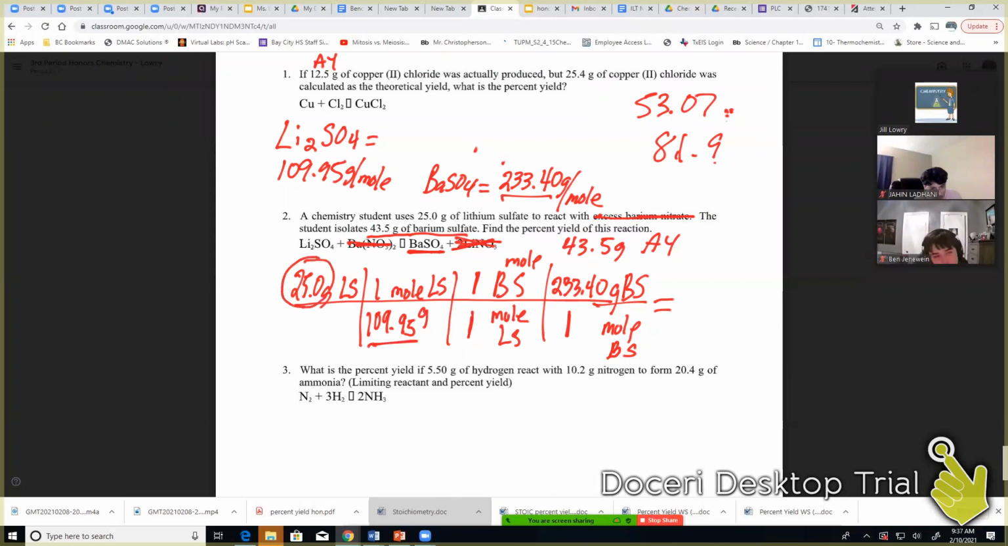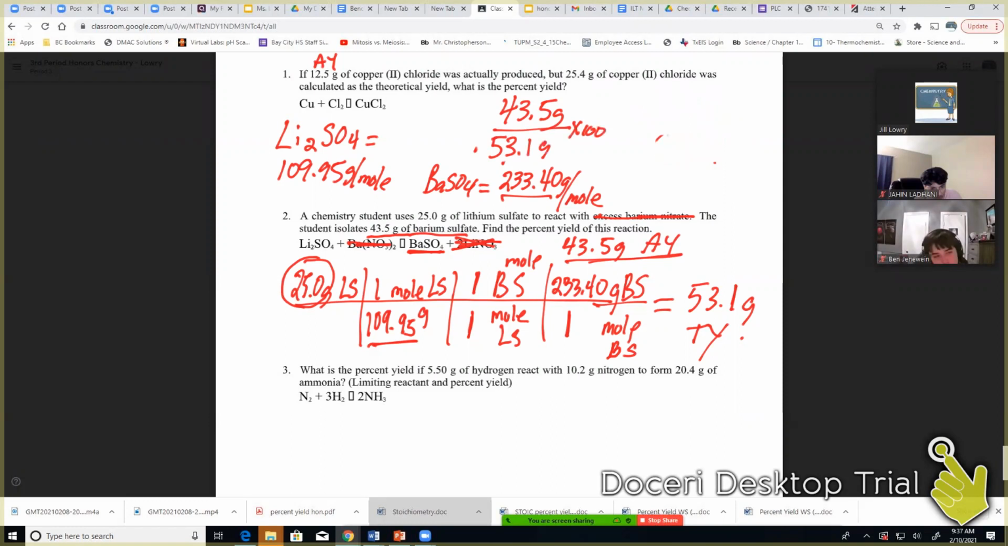And this is 3 sig figs, so my answer would be 3 sig figs. So that's just where you got just a little bit off. And remember, that's my theoretical. So then simply to finish it, I would take my actual, which was given in the problem, divide by my theoretical, which I had to work for, and multiply by 100. And my answer should have 3 sig figs, so we got 81.9%.